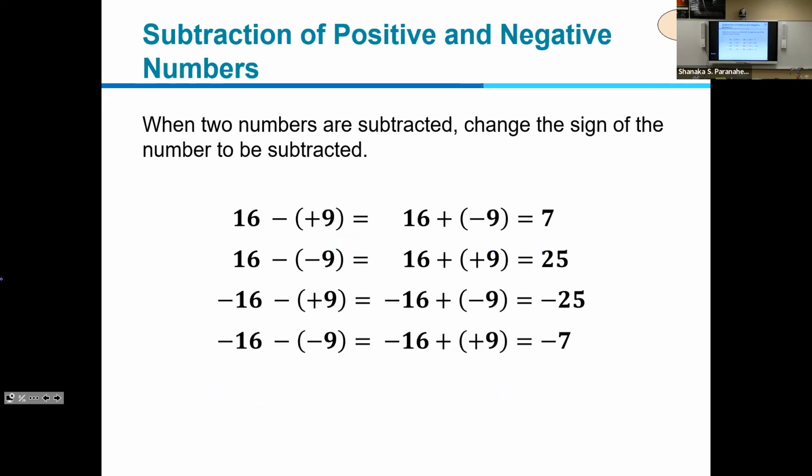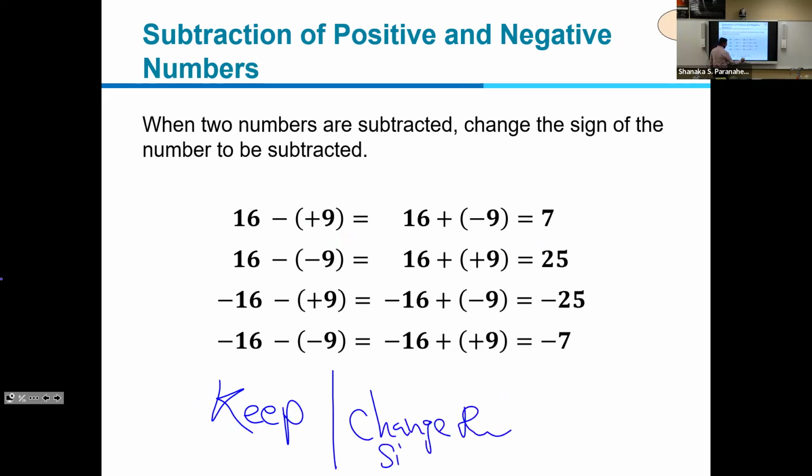When you subtract two numbers, we do not have a separate rule for subtraction. So we convert subtraction into addition by doing a small modification. So we keep the first number, keep. You change the sign, negative into positive, and then change the sign of the second number.